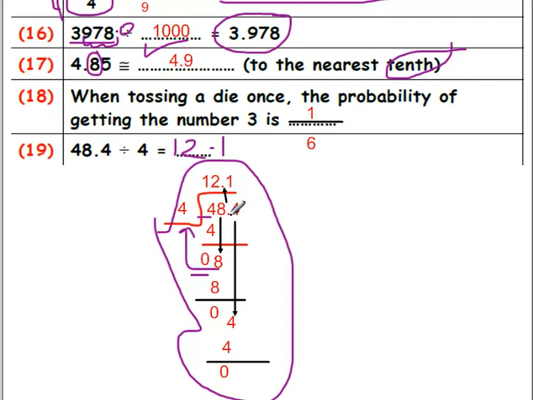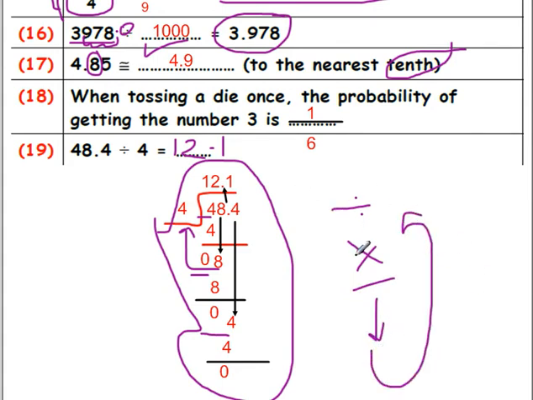Put the point and bring down the next number, 4. Make divide. 4 divided by 4 equals 1. 1 times 4 equals 4. Make subtraction. 4 minus 4 equals 0. Don't forget the steps: divide, multiply, minus, bring down again.